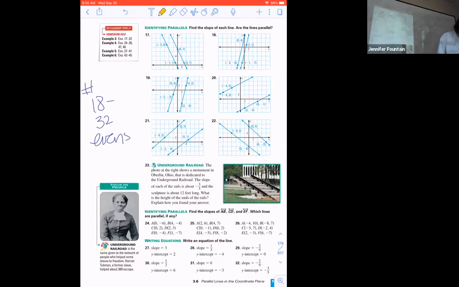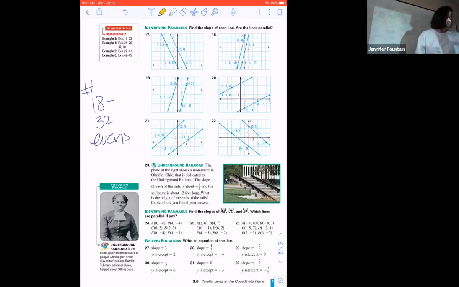Numbers 28, 30, and 32, we had to write the equation of the line using the slope and y-intercept we were given. Number 28, it said the slope is 1/3, the y-intercept is -4. Remember, our slope-intercept formula is y equals mx plus b, so all I have to do is plug in the value of m and the value of b. So y equals 1/3 x minus 4. 30, slope is 1/2, y-intercept is 6, y equals 1/2 x plus 6. 32, slope is -2/9, y-intercept is -3/5, so y equals -2/9 x minus 3/5.